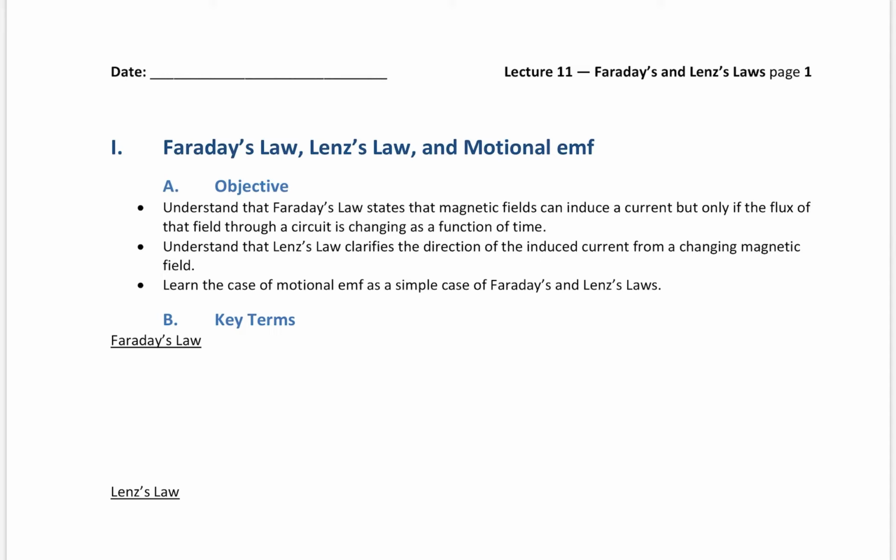Let's look at our objectives. Our first objective, we want to understand that Faraday's law states that magnetic fields can induce a current, but only if the flux of that field through a circuit is changing as a function of time. So we need a changing magnetic field to induce a current. A constant magnetic field does not induce a current.